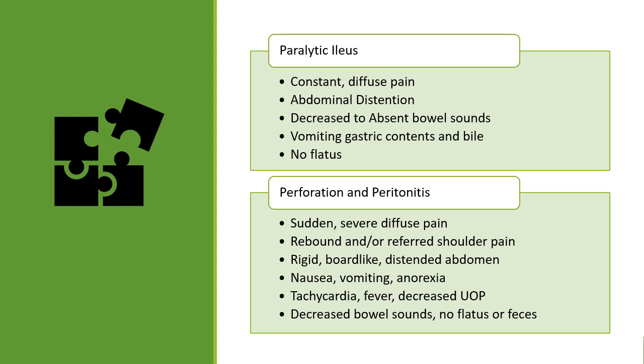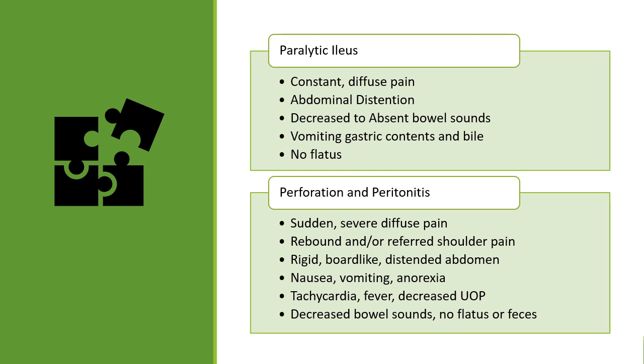Nausea, vomiting, anorexia, so loss of appetite, are common with peritonitis, as well as signs and symptoms of shock. So tachycardia, tachypnea, hypotension, significant fever, and decreased urinary output, all showing you that the patient's not doing well. And then decreased bowel sounds without passage of flatus or feces, which again, perforation and peritonitis can cause the paralytic ileus.